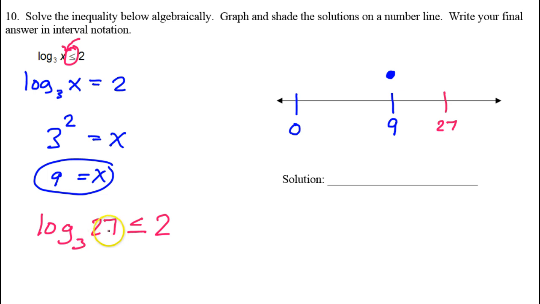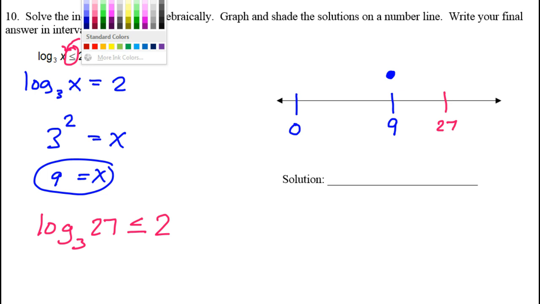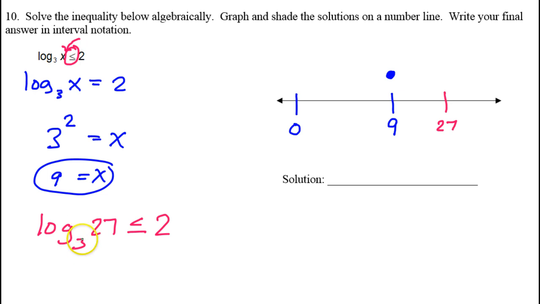Okay, so at this test value, I want to see, is this a true statement? Is 27 a solution? To evaluate this, log base 3 of 27, I'm just asking myself, 3 to what power will be 27? What power turns 3 into 27? That's going to be 3. 3 to the third power is 27. So on the left side, the value of that is 3. By picking my test value carefully, it makes it super easy.